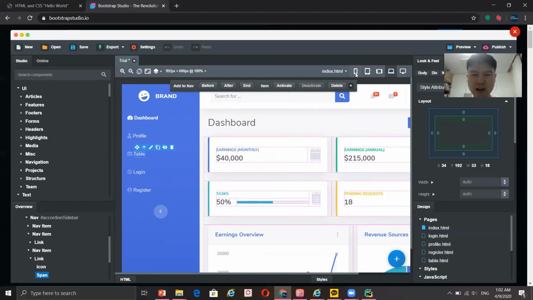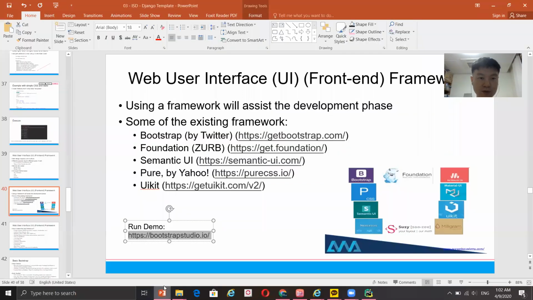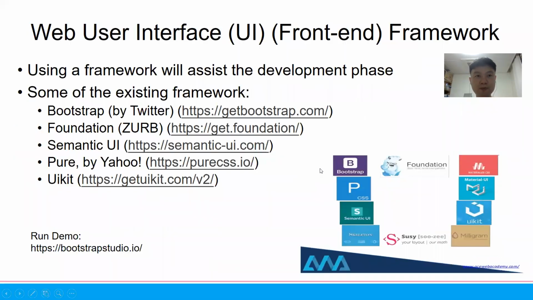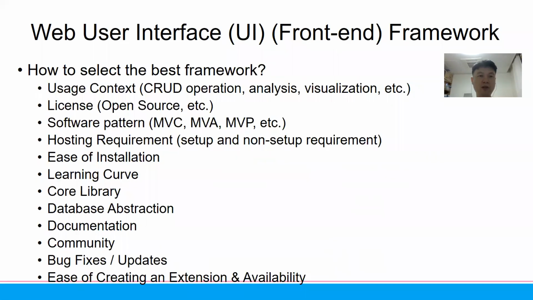You can see this is the XS, this is the SM, this is the MD, and then this is the LG, or large, and this is the XL, extra large. So those designs are already available, and they will fit your requirement or any other people's requirement, because these days there are a lot of devices. So from this point of view, you can say that the web user interface framework, or the front end framework, is necessary. But now there are many frameworks.